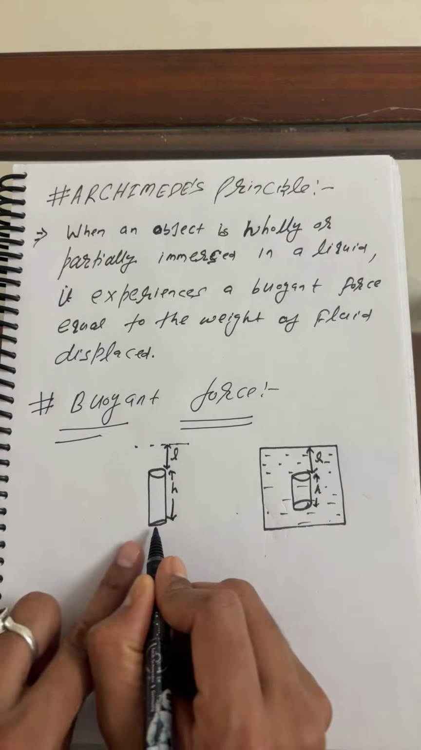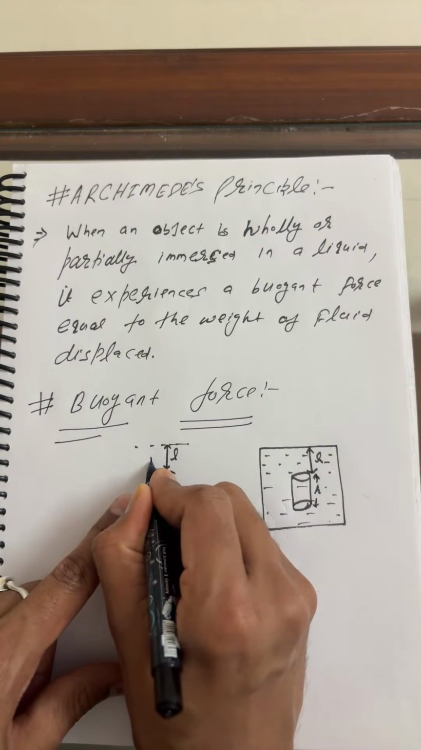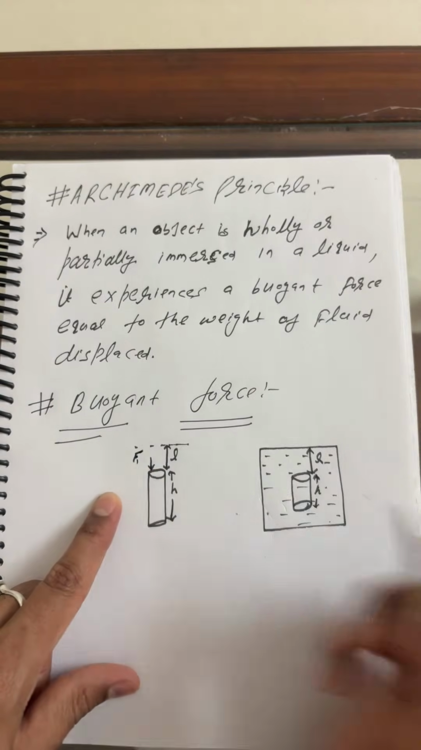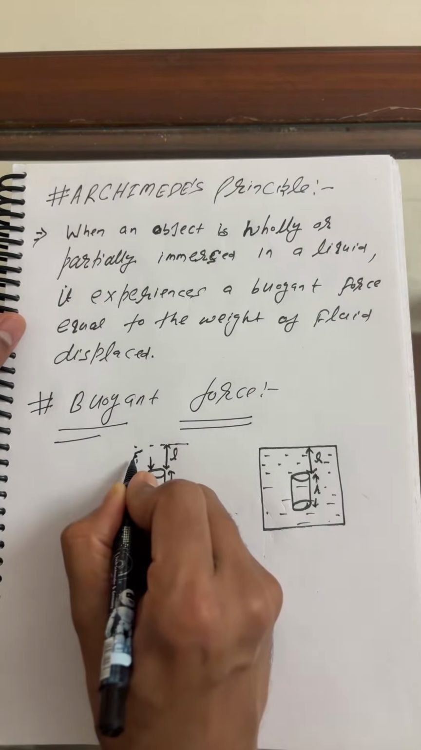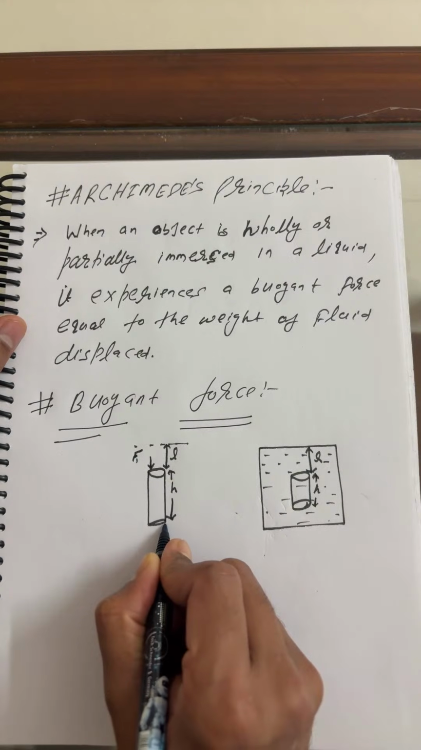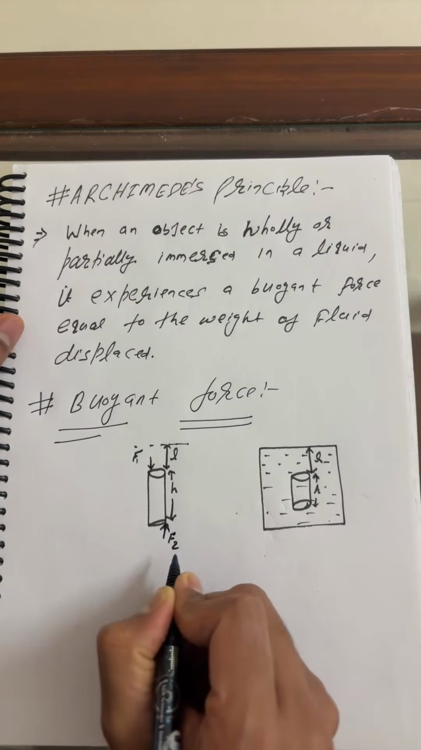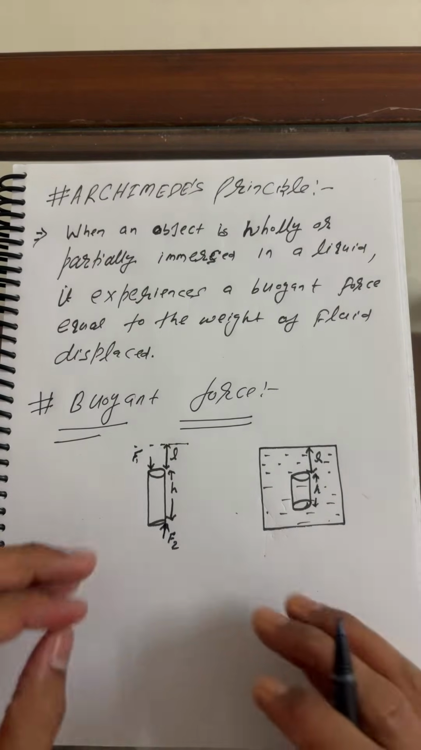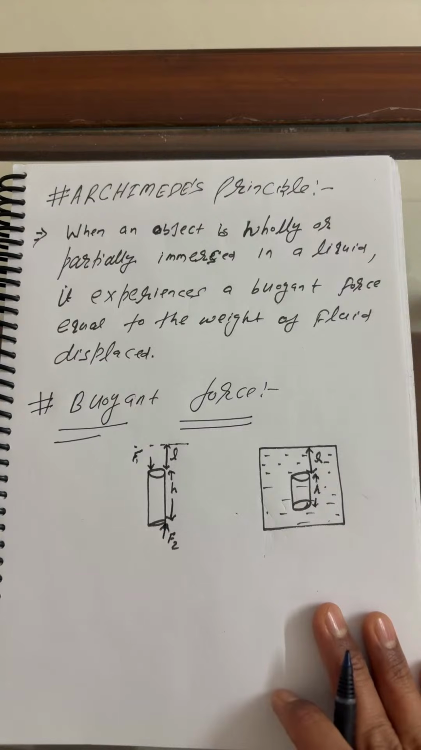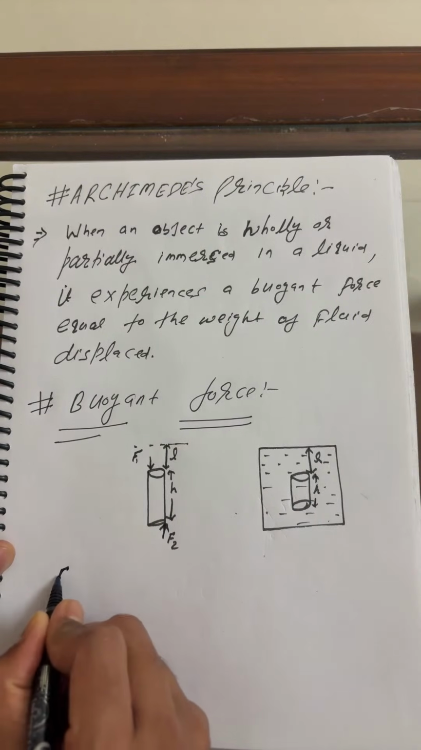Okay, students, next: this is the surface of the cylinder in contact with water. Here I'm considering the force acting on the cylinder of water, which is F1. Now, this surface of the cylinder is also in contact with water, so here I'm considering F2. Basically, we wish to find F1 and F2 individually.